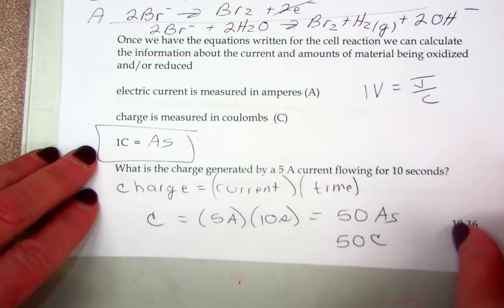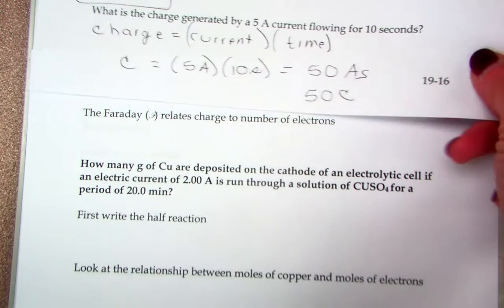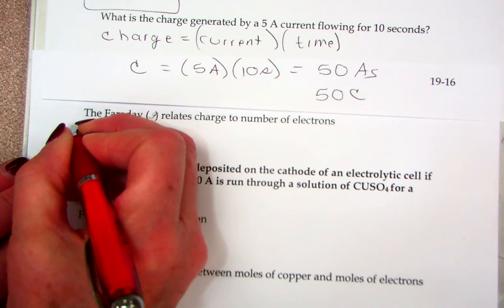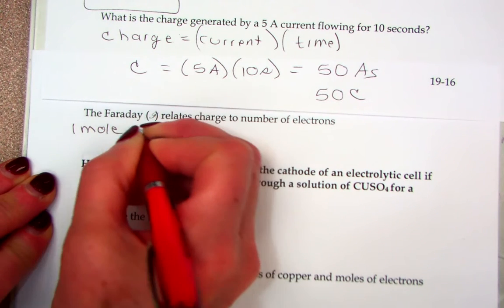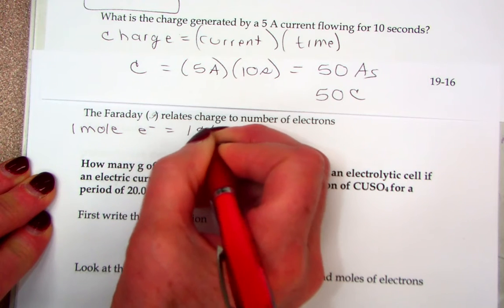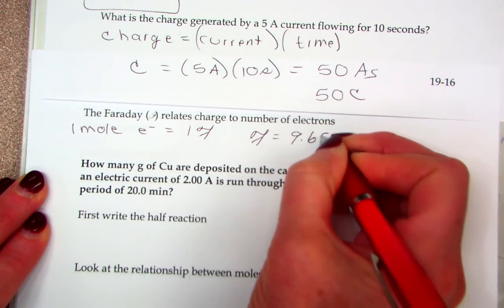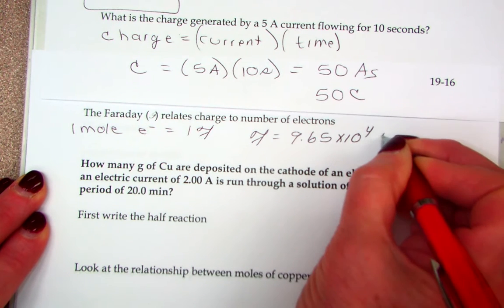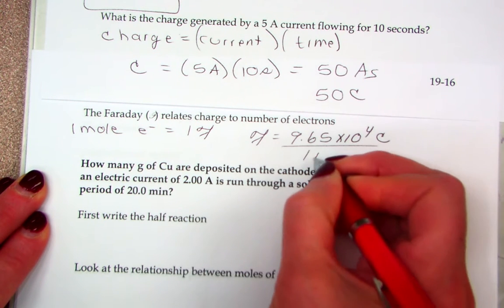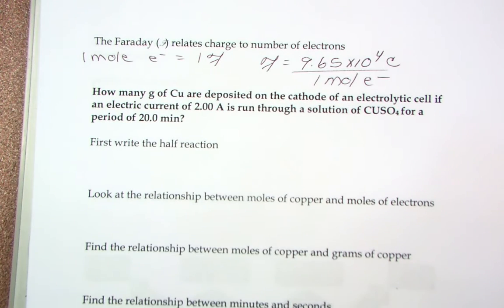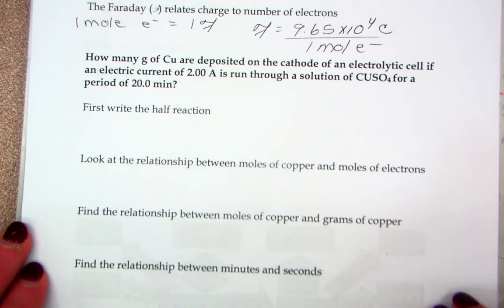Now, we've already introduced the Faraday constant. The Faraday relates the charge to the number of electrons. So sometimes you'll hear people say 1 mole of electrons is equal to 1 Faraday. And we say that the Faraday is 9.65 times 10 to the 4th coulombs of charge per 1 mole of electrons. So how is this going to help us in electrolysis? Well, it's going to help us figure out how much material is being used up or prepared. So let's look at an example.